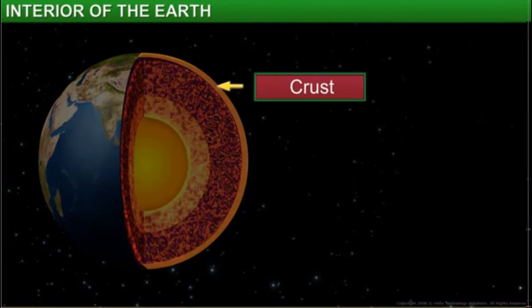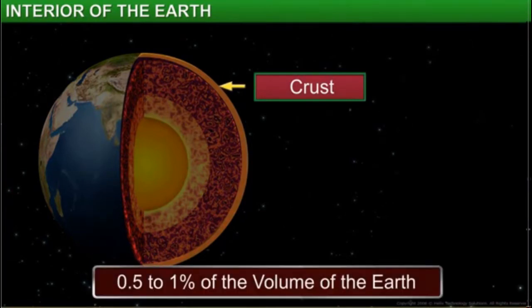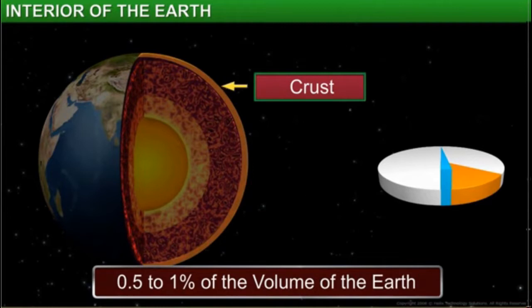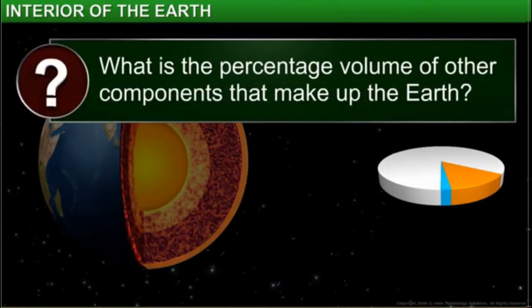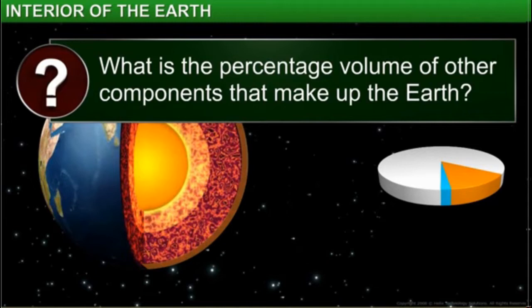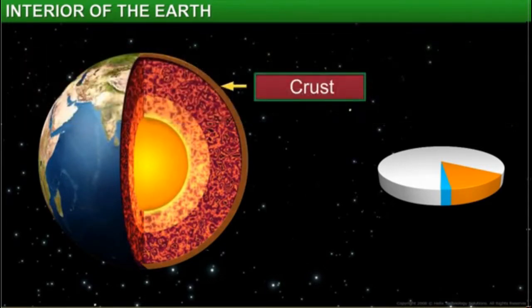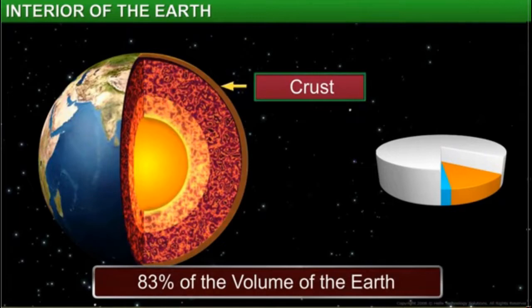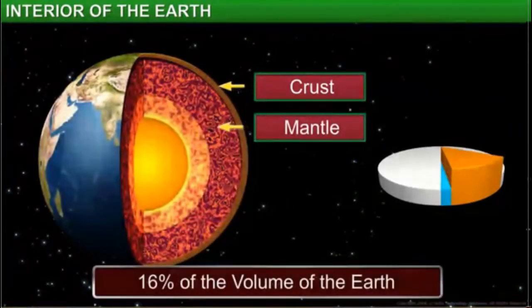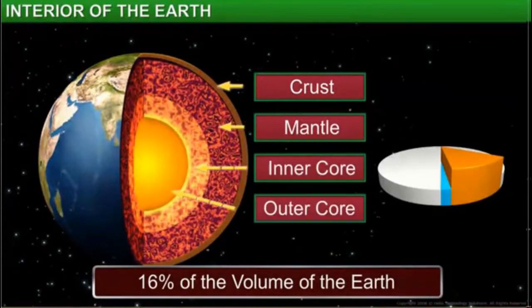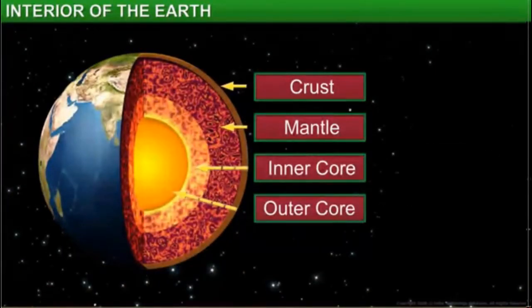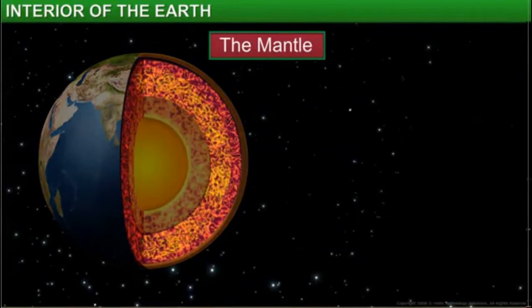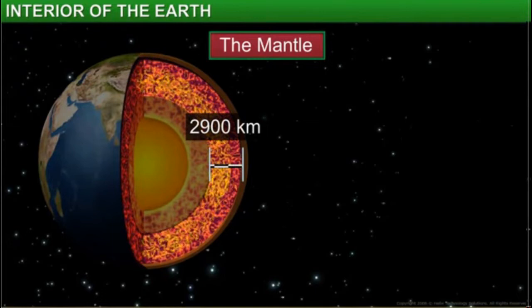The crust, however, makes up only 0.5 to 1% of the Earth's volume. So what about the other components that make up the Earth? Well, 83% of the Earth is made up of the mantle, and the remaining 16% consists of the inner and the outer cores. The mantle lies just below the Earth's crust and is 2,900 kilometers deep. That makes it the thickest among all the layers that comprise the Earth.